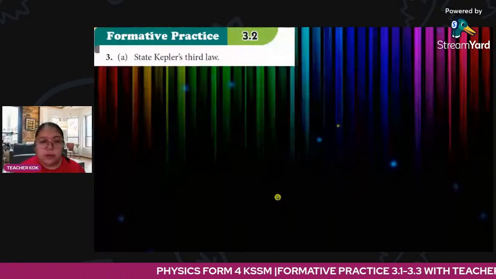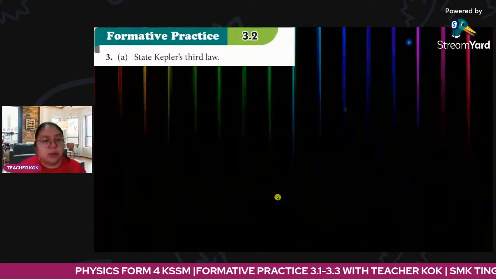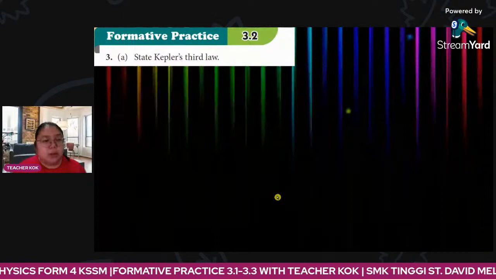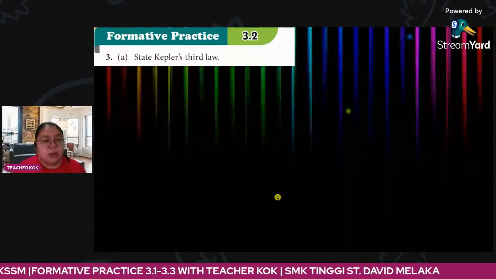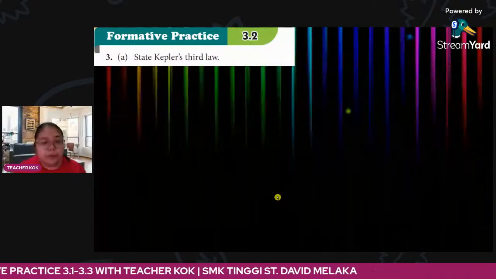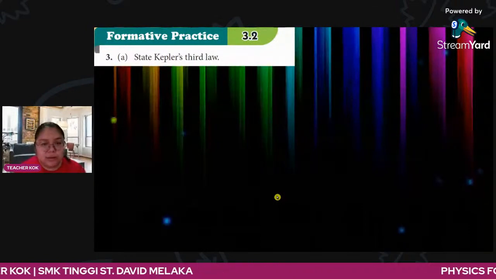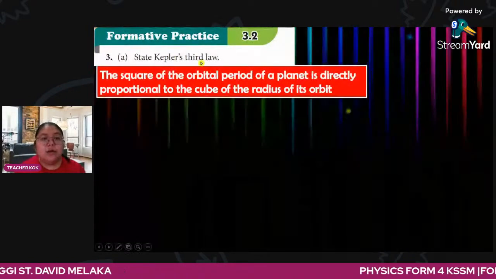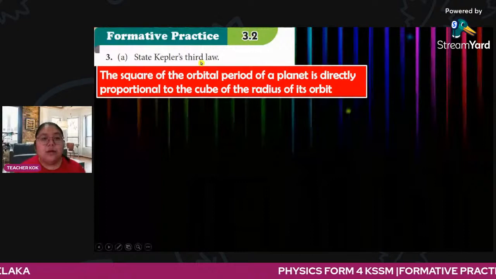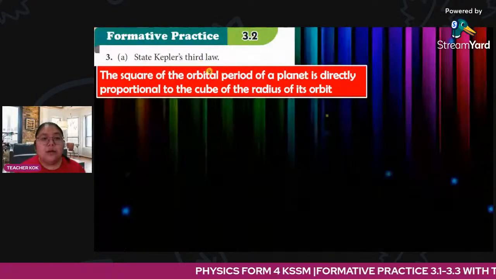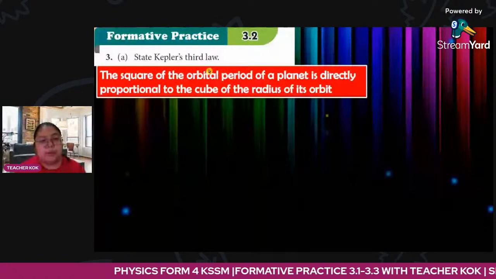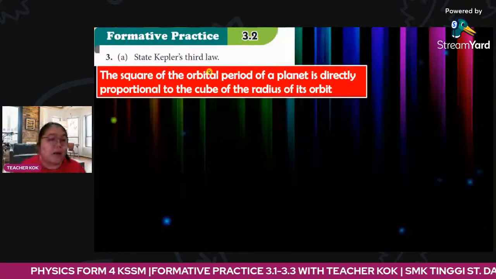Third law is talking about the law of periods. They are talking about the time to orbit the sun. So from here, it is related to the formula. Remember the formula, T squared and R cubed. This is Kepler's third law.